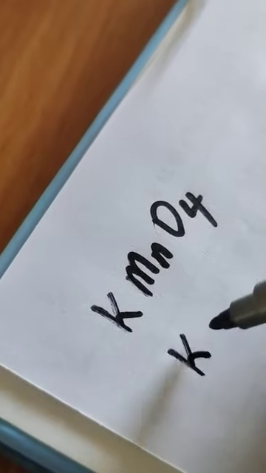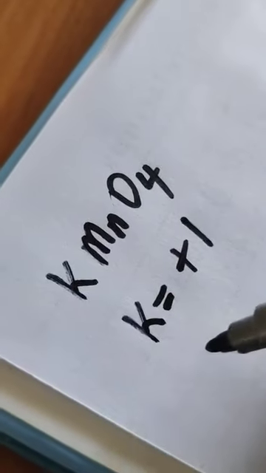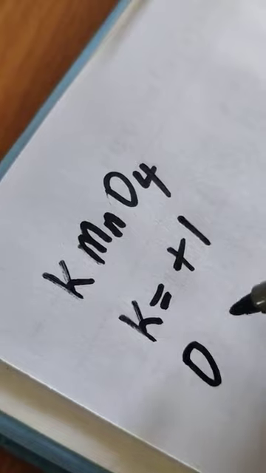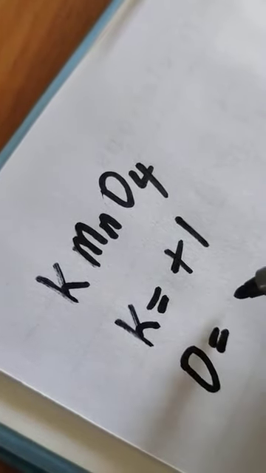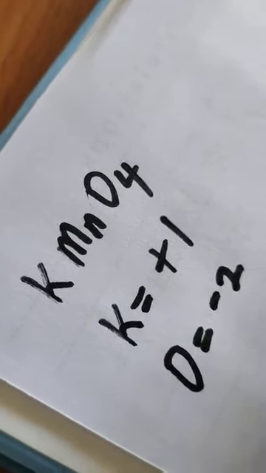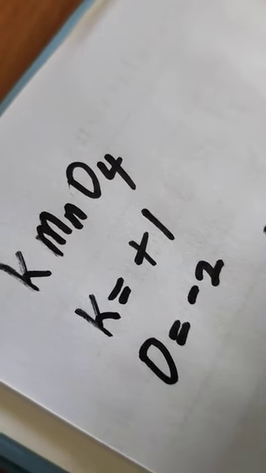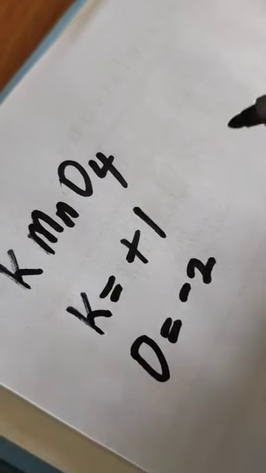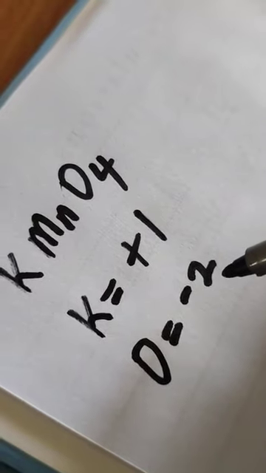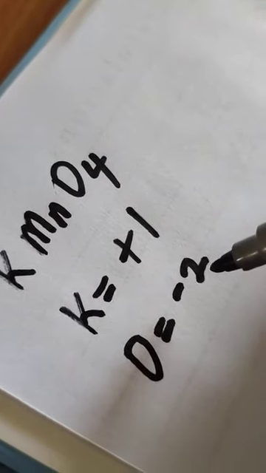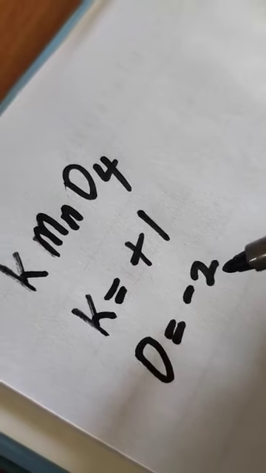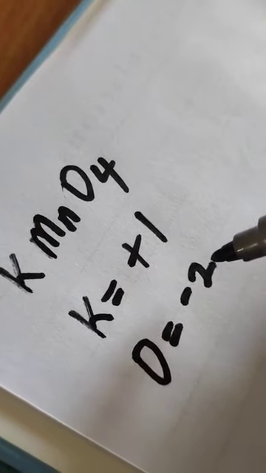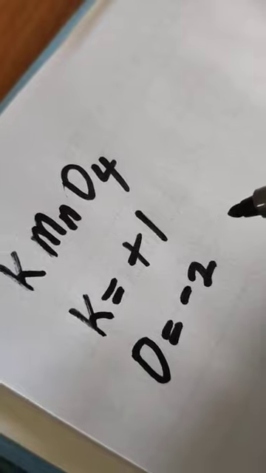Now, the first thing you should know is that potassium belongs to group 1 in the periodic table, and as such is +1. And again, you should know that oxygen is always -2 except in peroxide. It's only in peroxide compounds that oxygen is not -2. In other compounds, oxygen is -2. Oxygen belongs to group 6 in the periodic table, and needs 2 electrons to obtain the stable state. So therefore, oxygen is -2. The oxidation state of oxygen is always -2 except in peroxide.